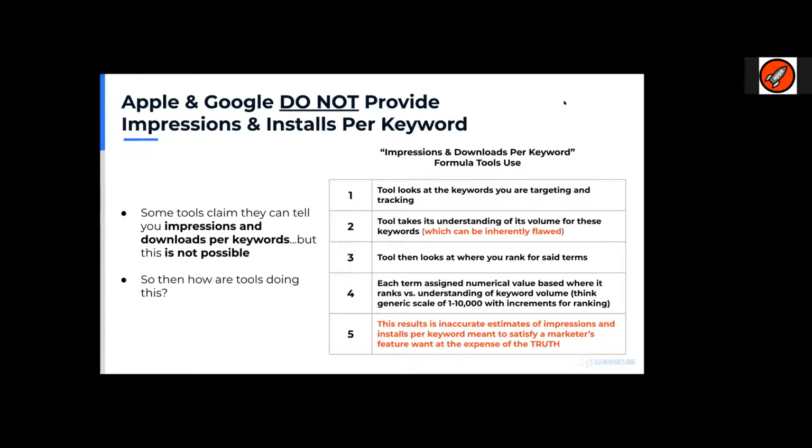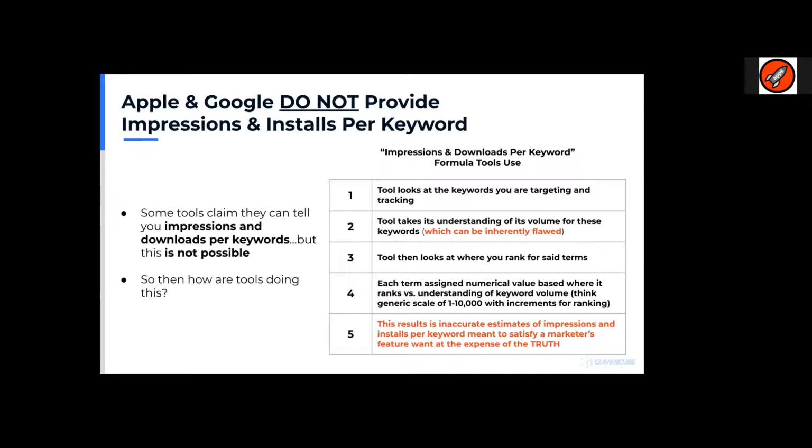And generally speaking, when you look at some of these tools and how they calculate this kind of data using their own algorithms, essentially they're just looking at the keywords that you're targeting and tracking, which is a challenge to begin with because you may be ranking for things and keywords beyond what you're targeting, based on how Apple and Google experiment with you. They then take their understanding of volume for those keywords, which could be flawed depending on where they get their data. If a tool is getting data only from Apple Search Ads or only from web search, the basis of the size of the opportunity for a keyword is not correct.